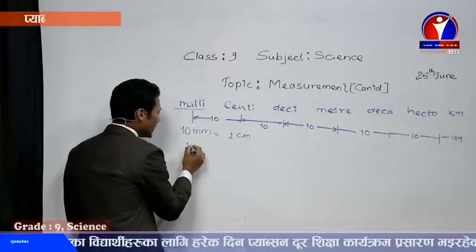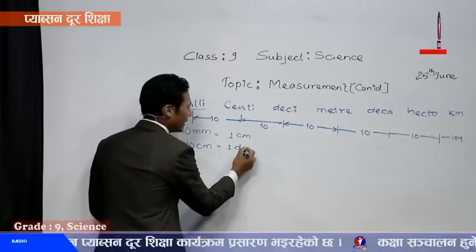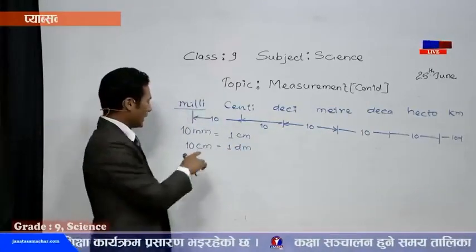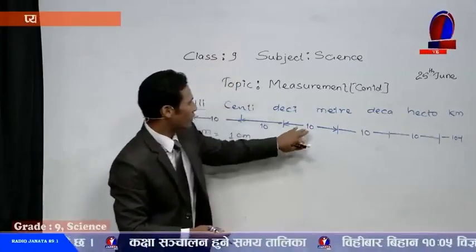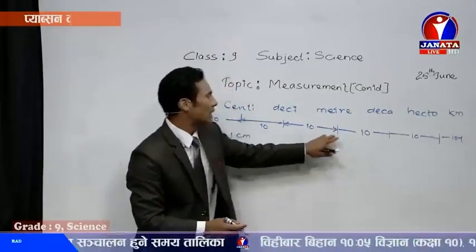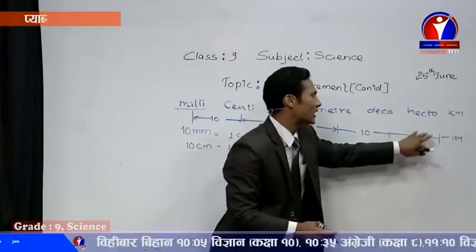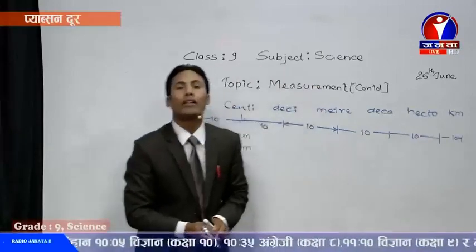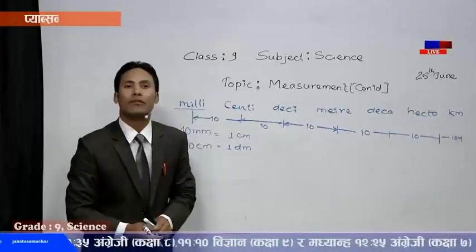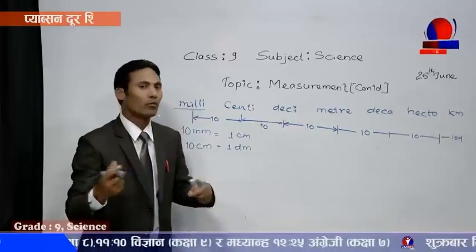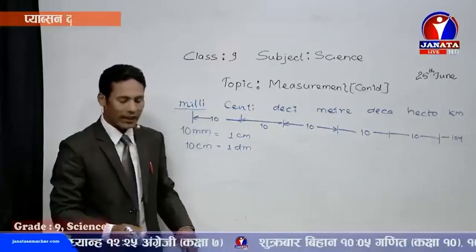10 centimeter equals 1 decimeter, right? So I've got the knowledge about this also. 10 decimeter equals 1 meter, 10 meter equals 1 decameter, 10 decameter equals 1 hectometer, and 10 hectometer equals 1 kilometer. So if you remember this, then we can easily convert the length from one system of unit to another system of unit. So let's check some examples of this one.